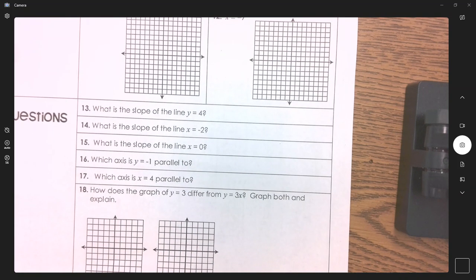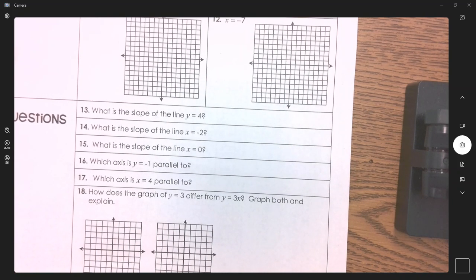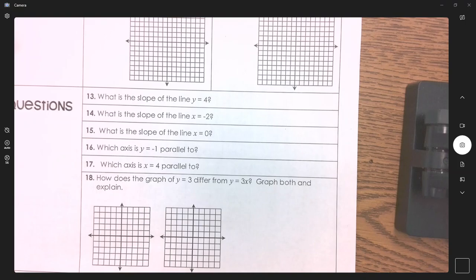You do not have to do number 18, but it's a good bonus question to help you think it through. Okay?